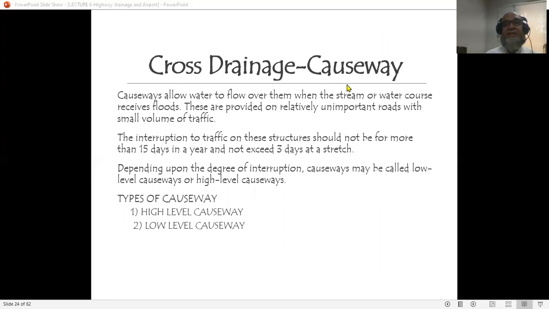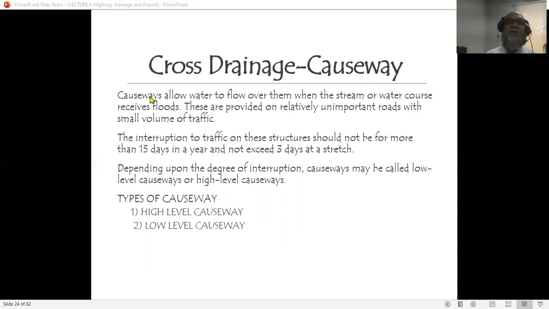Then there are causeways. The difference between bridges, causeways, and culverts is that bridges allow water to pass under them. Causeways, in some circumstances, allow water to pass over them. So again, we can say the height of the causeway structures is lesser as compared to the culverts. These causeways should not be provided for a very highly important structure. It is only for small roads, small roads in village areas or rural areas.